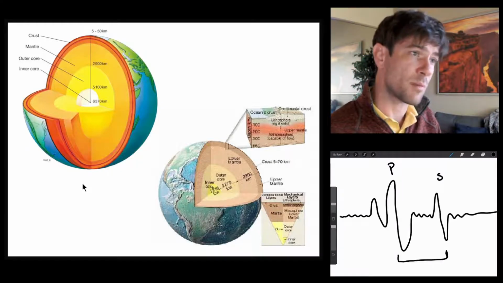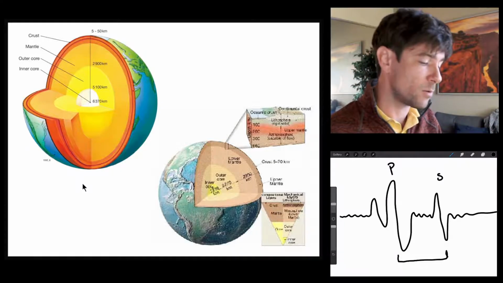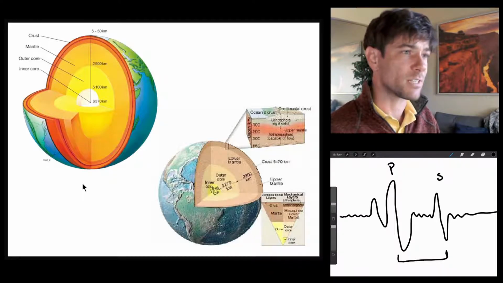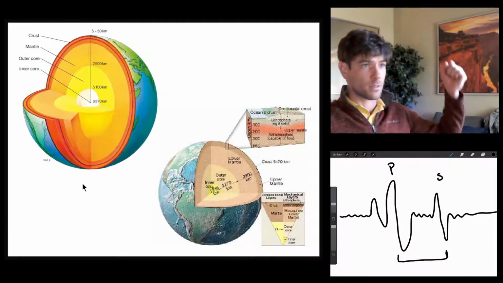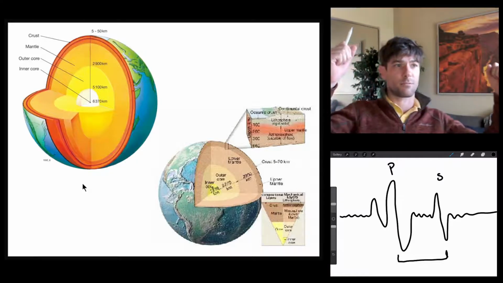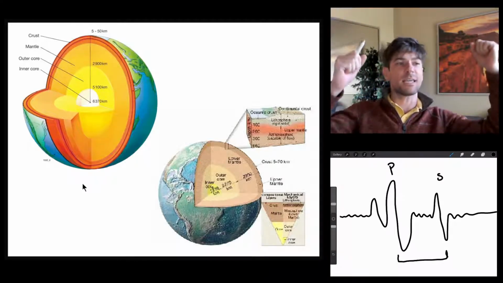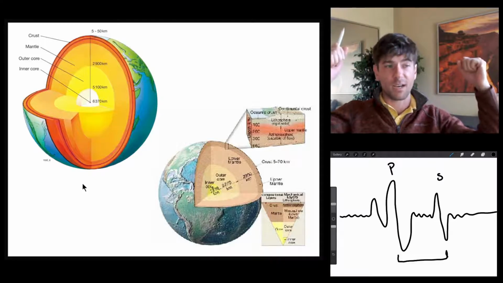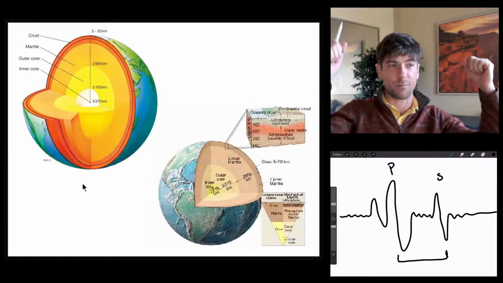But there are two separate, fundamentally different types of waves, P waves and S waves. P waves are pressure waves, and S waves are shear waves. Okay, so imagine I have a slinky, a little spring toy. There are basically two different types of waves I can produce with a slinky, with a big spring.